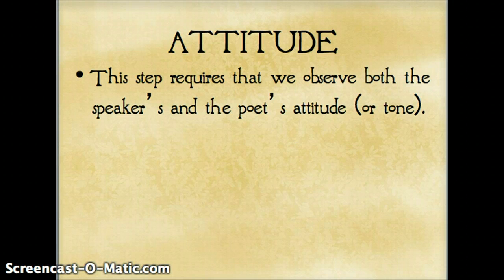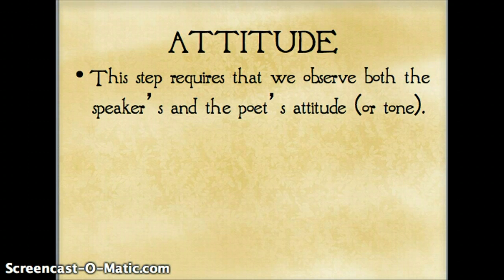The A in TP-CASTT stands for attitude, and this step requires that we observe both the speaker's and the poet's attitude toward his or her subject. And another word for attitude, as you know, is tone. And this is where we explore multiple attitudes that may be present in the poem. So a variety of points of view or a variety of feelings that the poet has toward the subject.